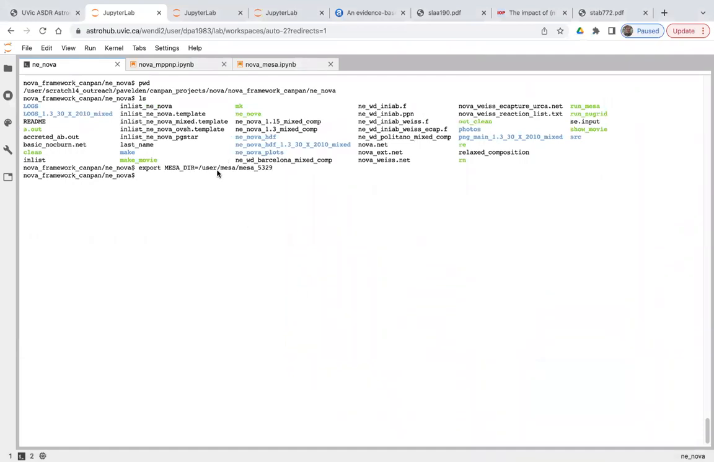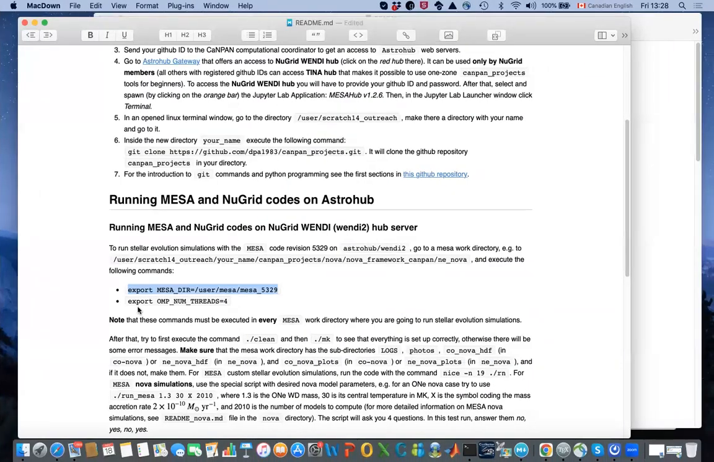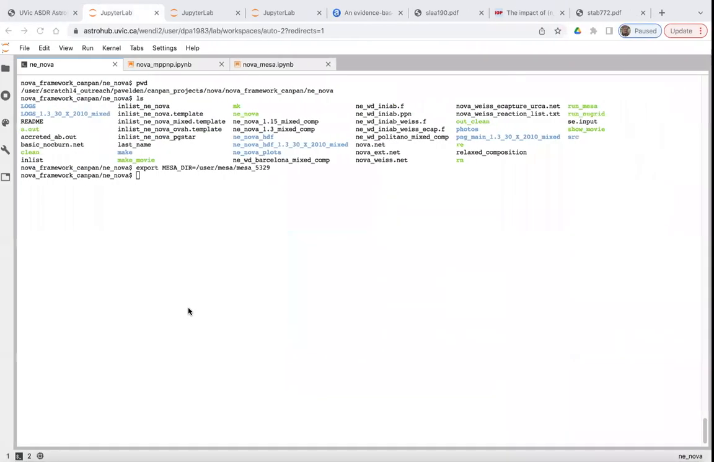This first command just tells the operating system that you are going to use the MESA stellar evolution code revision 5329. This is a revision for which we developed this Nova framework. It will not work with our other revisions. So then you execute the second command like this.